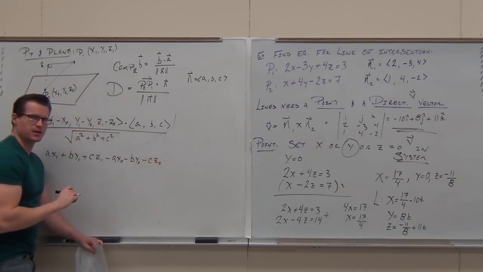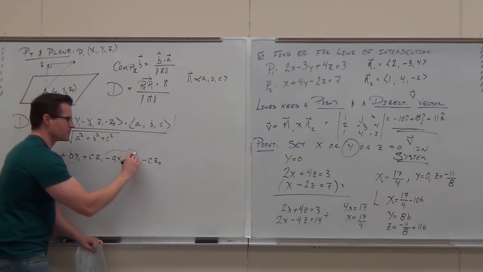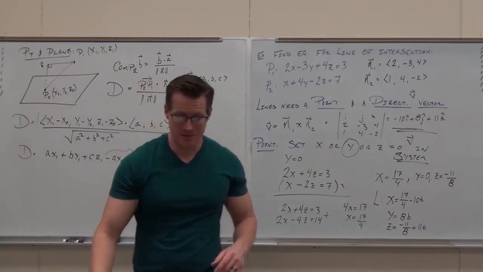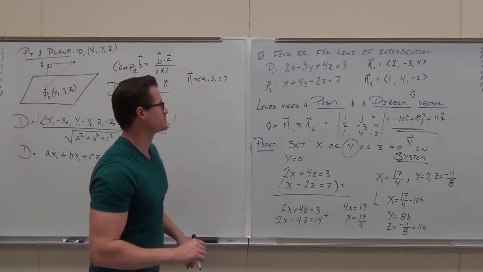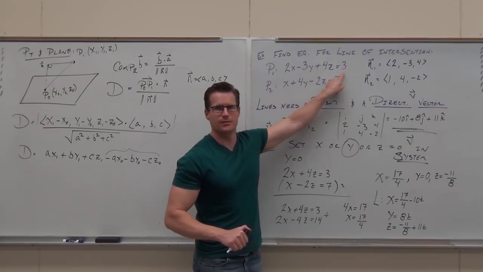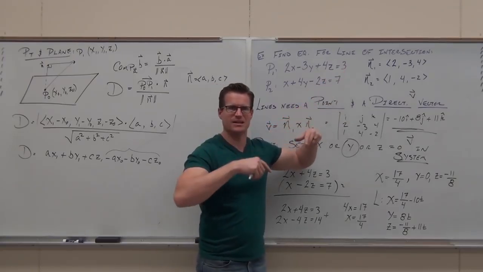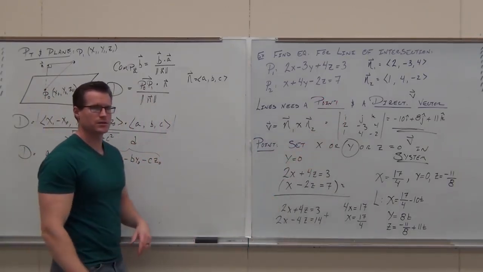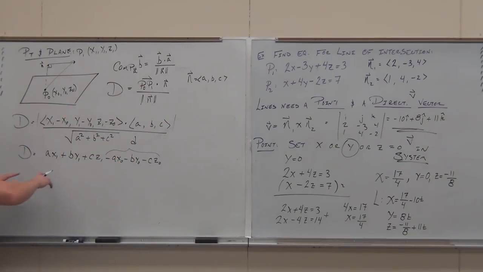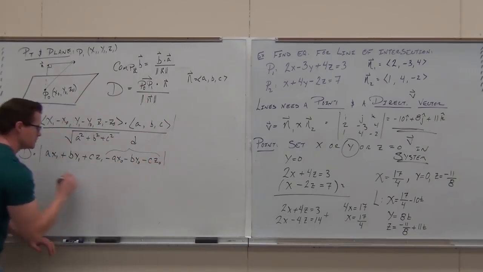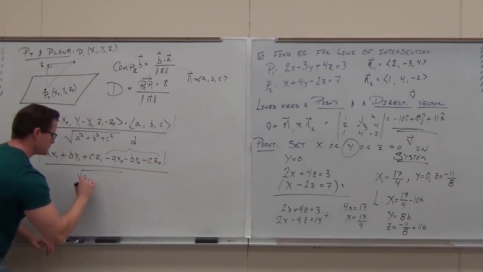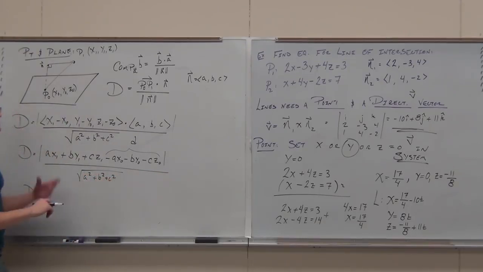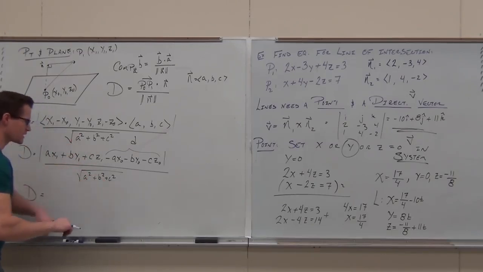Now here's the neat thing about this. All that stuff that we did before, we called that letter. Do you remember distributing it, combining it, adding it over? That was our D. This is all D. So if I continue, the distance between a point and a plane looks just like this.